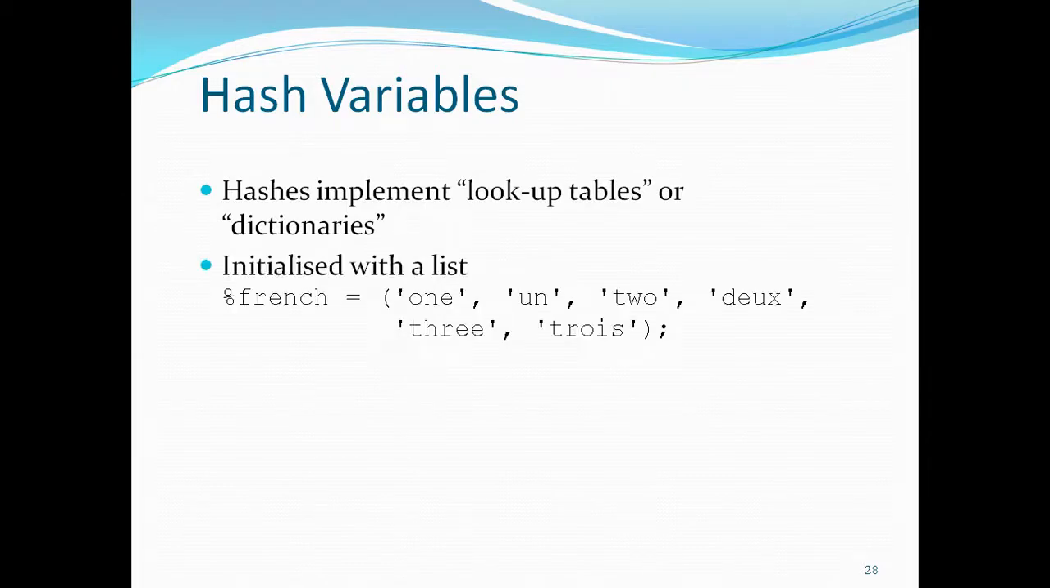Initialize with a list. For example, you want to know what one is called in French, and two and three. One is called UN, two is called DEUX, and three is called TROIS. So you can declare this with the hash variables, and when you're searching for one, it will print UN. When you're searching for two, it will print DEUX, and three, TROIS.